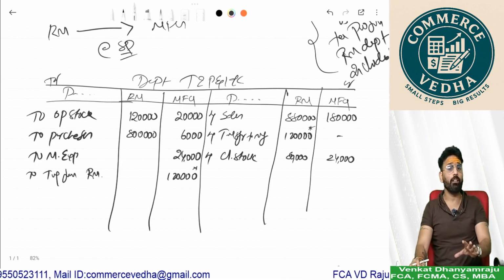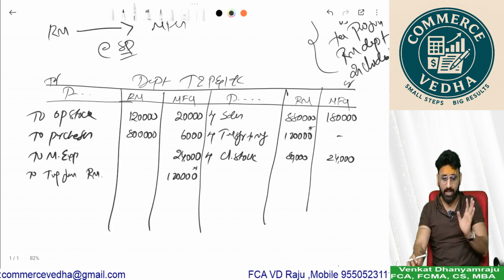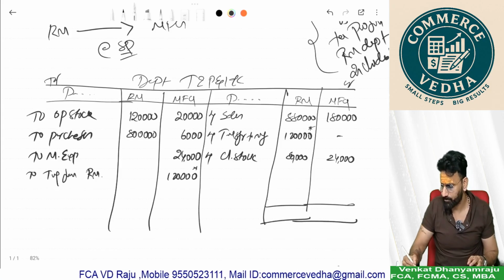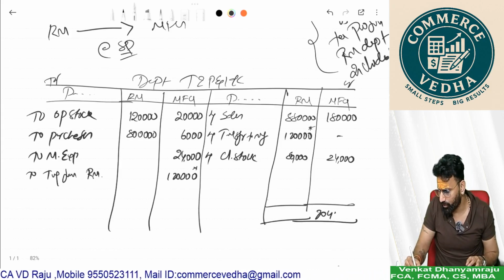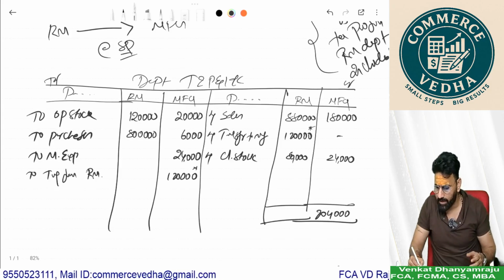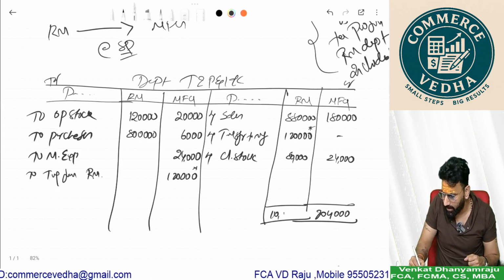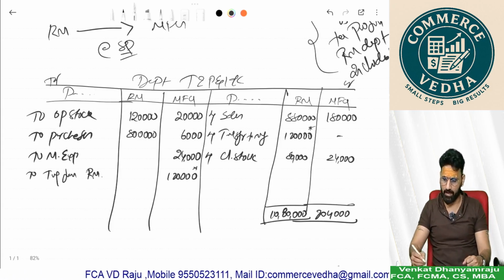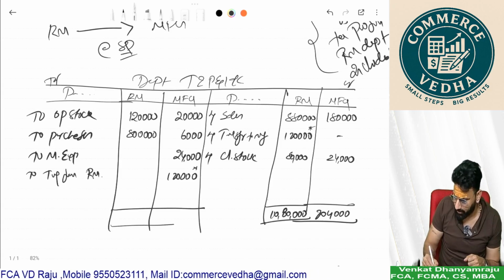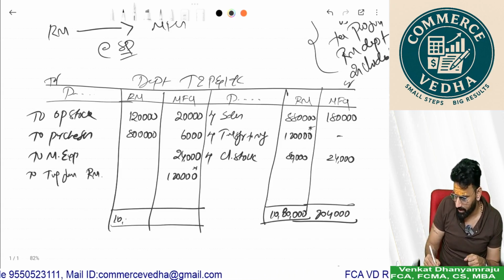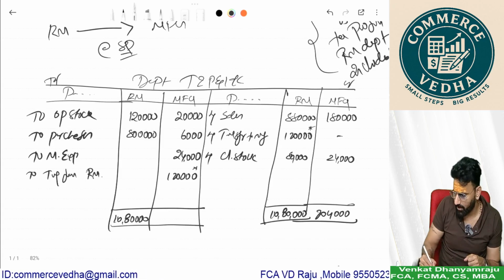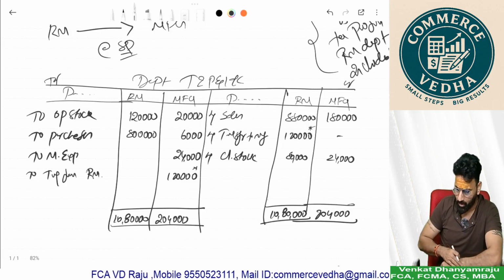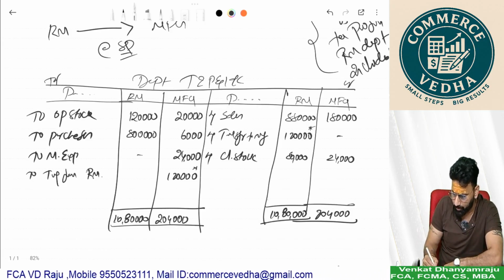So we posted all the trading related data. Now what we should do here, 204 and 880 plus 120, 10 lakh 80,000. 204 and 10 lakh 80, same, bring this here, 1080 and 204. Now I need to see what is my gross profit.